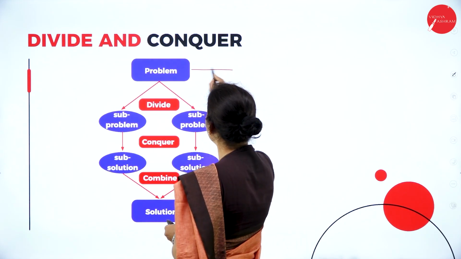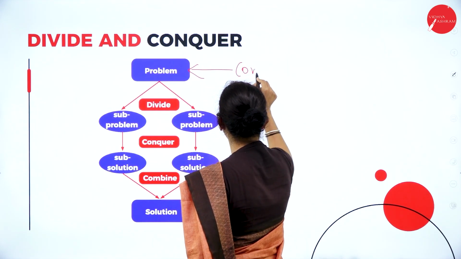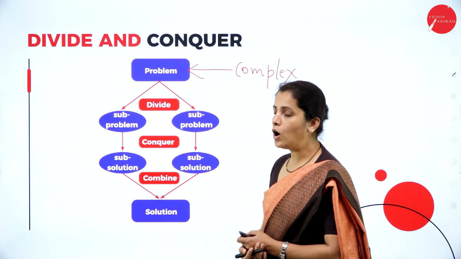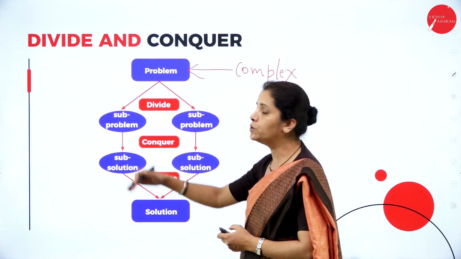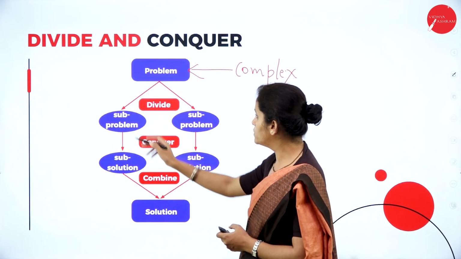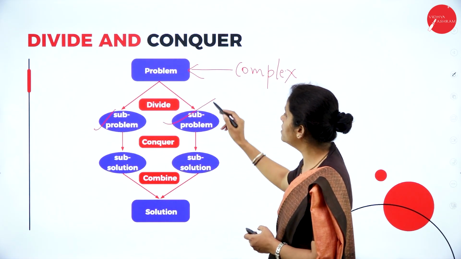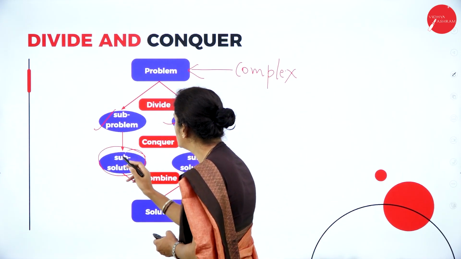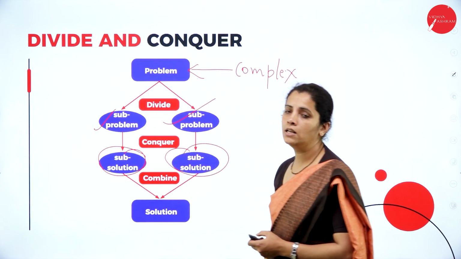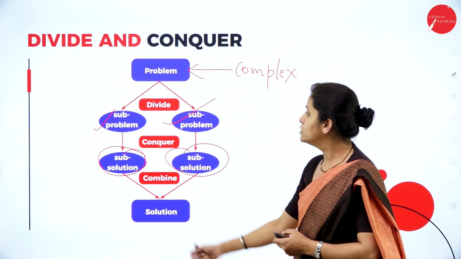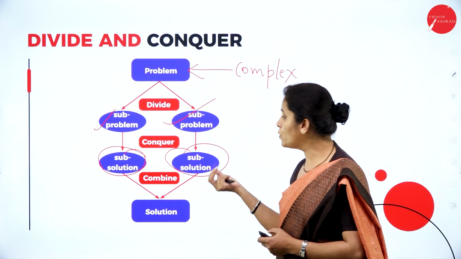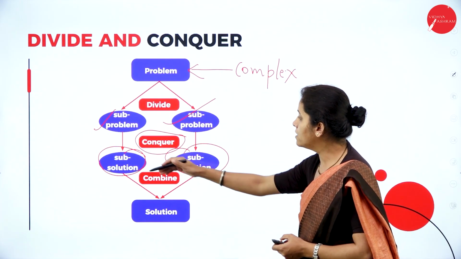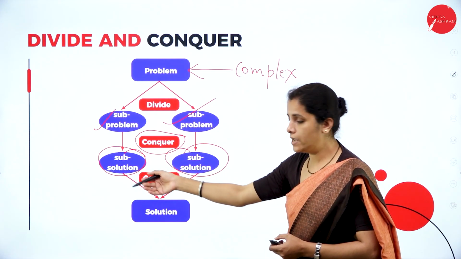So this is my complex problem. Okay, fine. What I will do, I'll divide this into two sub-problems: sub-problem 1 and sub-problem 2. Then I'm going to find the solution for each individual sub-problem, which is nothing but the sub-solution, in my conquer stage. Okay, fine. Then once the solution is ready, what I will do?